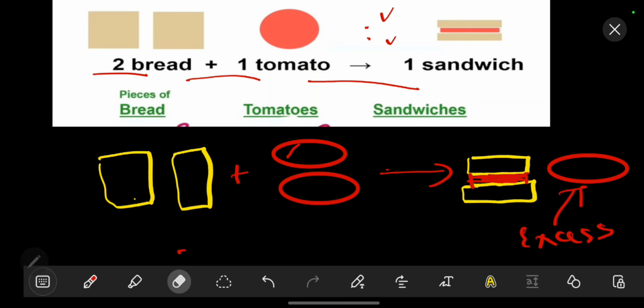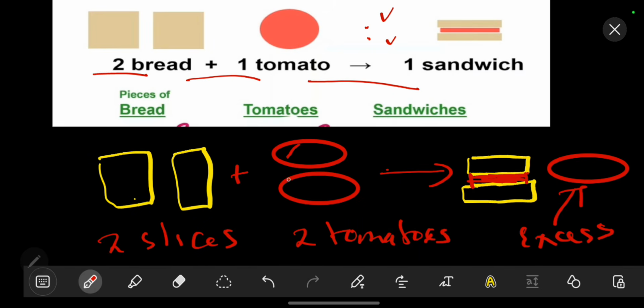Just because in this case we have 2 slices and we also have 2 tomatoes does not necessarily mean we do not have a limiting reagent. No, we do have a limiting reagent. According to this, the bread is the limiting reagent because it is the one that is causing the reaction to stop. So the limiting reagent causes the reaction to stop. In this case, you need 2 bread but just 1 tomato, then the other tomato will be in excess since it won't be used.